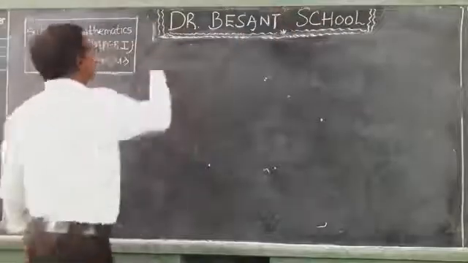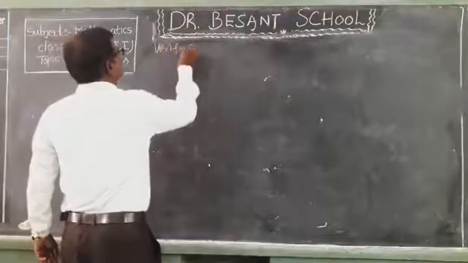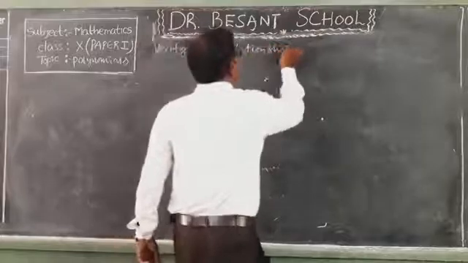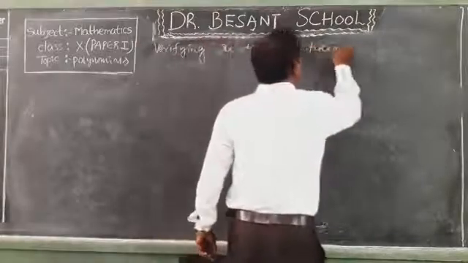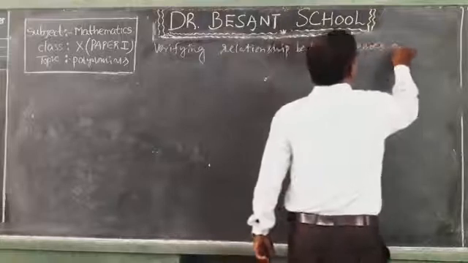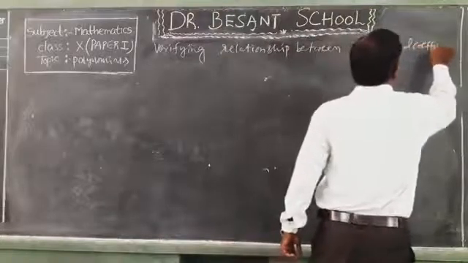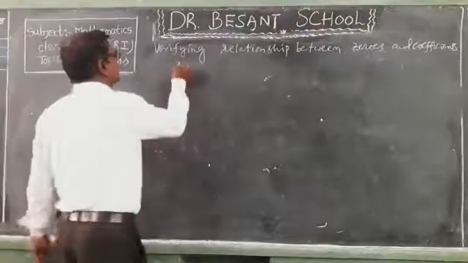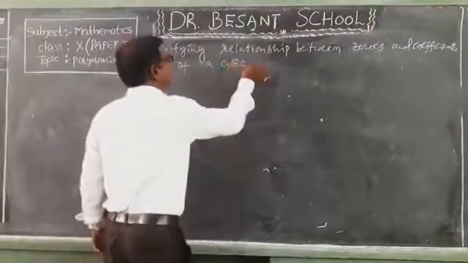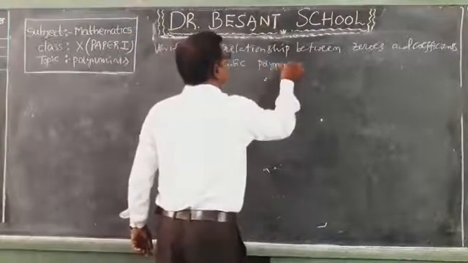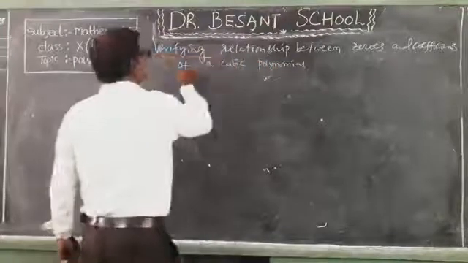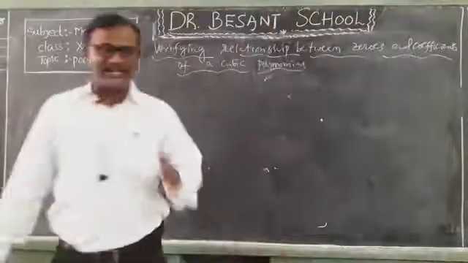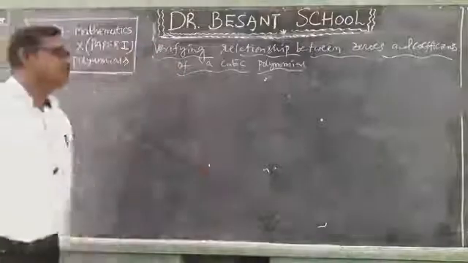What is this one? Verifying relationship between zeros and coefficients of a cubic polynomial. This is my theory concept. Observe, children. This is my theory concept: verifying relationship between zeros and coefficients of a cubic polynomial.